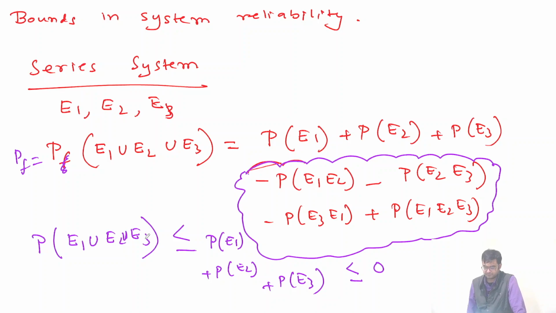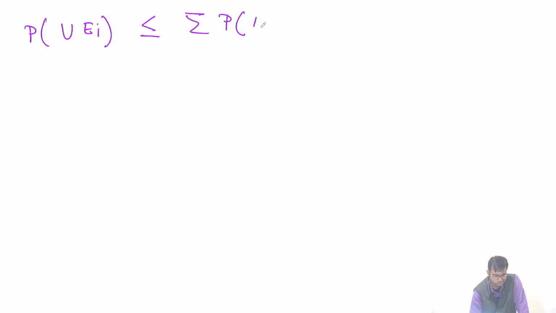Okay. So in a generic sense, I can write probability of union Ei is less than equal to summation over i of P of Ei, right? So I got one of the bounds, which is the upper bound, right? What about the lower bound? Then I have to write 0 to 1. That is the bound we know, right?